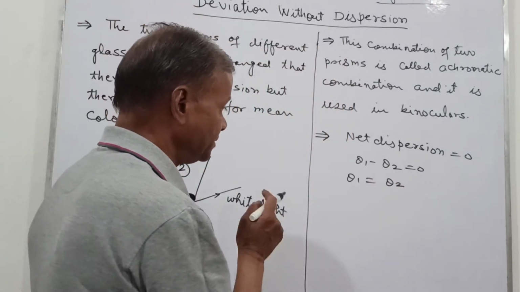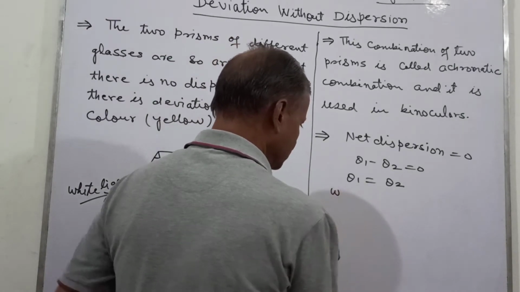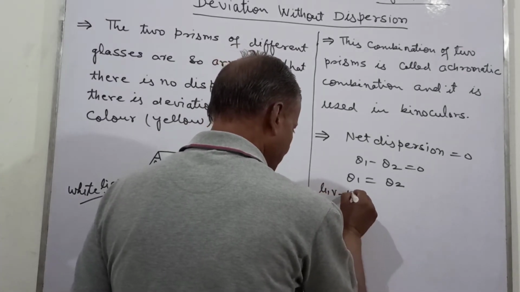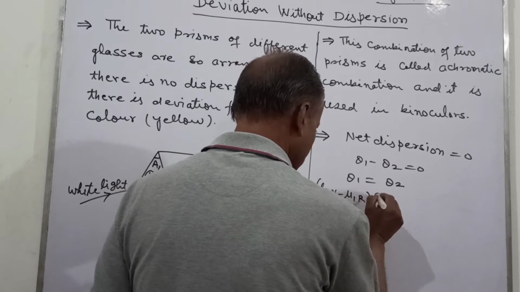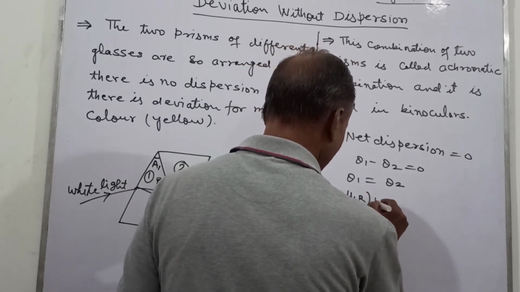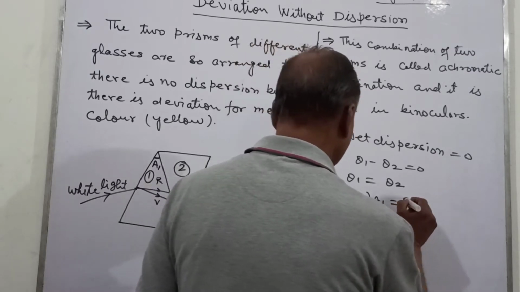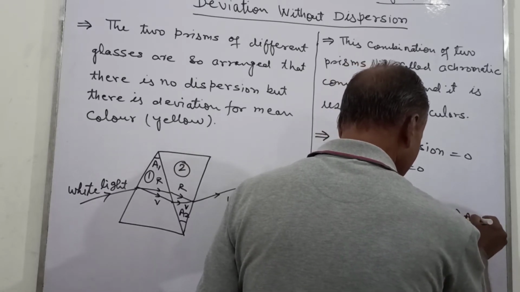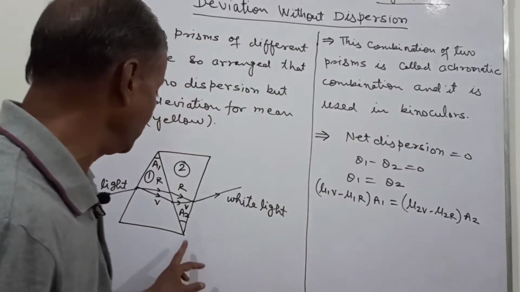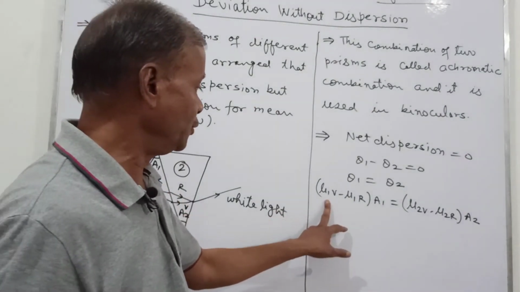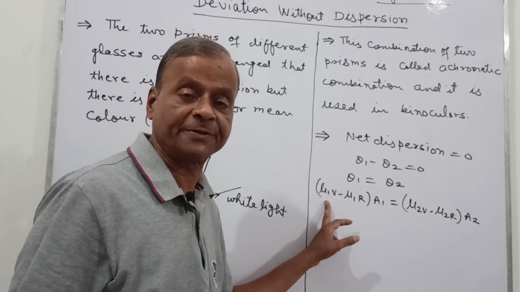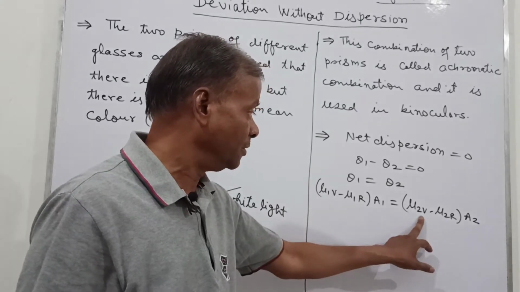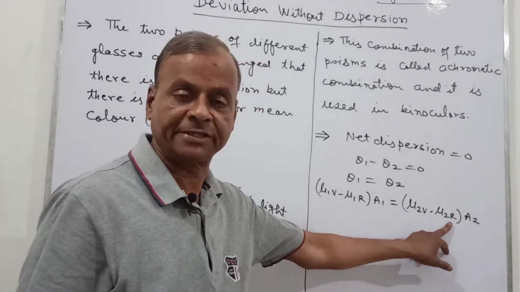And we know that theta is equal to (mu1b minus mu1r) into A1 is equal to (mu2b minus mu2r) into A2, where A1 and A2 are the angles of the prisms. Mu1b is the refractive index of the first prism for violet color, mu1r is for red color of the first prism, mu2b is for violet for the second prism, mu2r is red for the second prism.